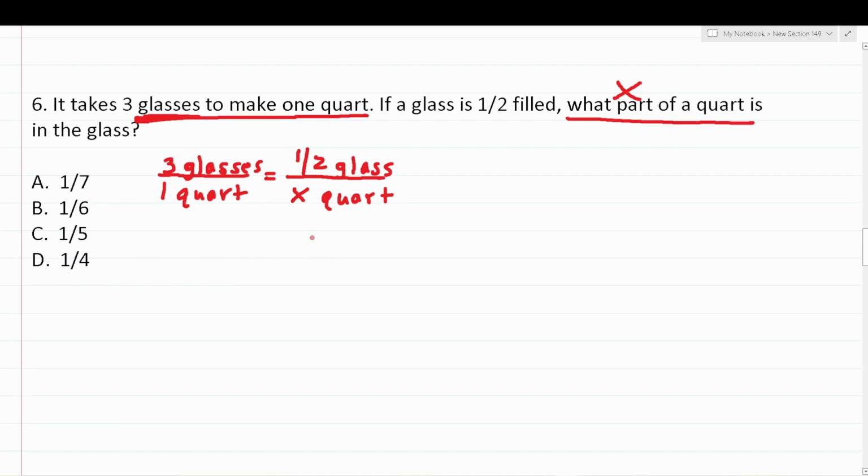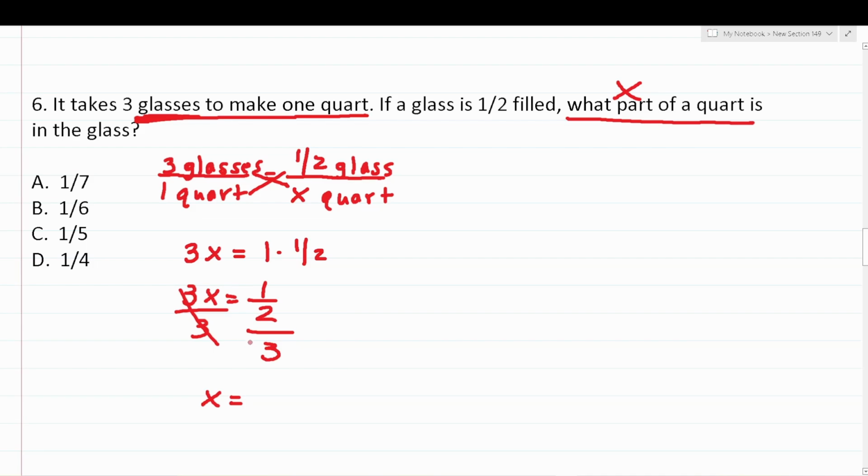All right, so we set up our proportion, and the question is this: how do you solve proportions? Well, you cross multiply. You do 3 times x, which is 3x. And then you do 1 times 1/2. Let's work this out real quick. This becomes 3x equals, what is 1 times 1/2? It's just going to be 1/2. By solving this equation for x, we'll know what part of a quart is in the glass. To solve for x, we're going to divide both sides by 3. This crosses out here, leaving you with x on this side.